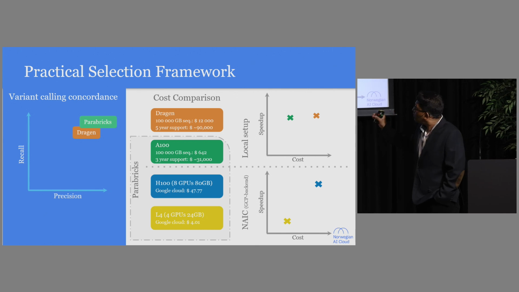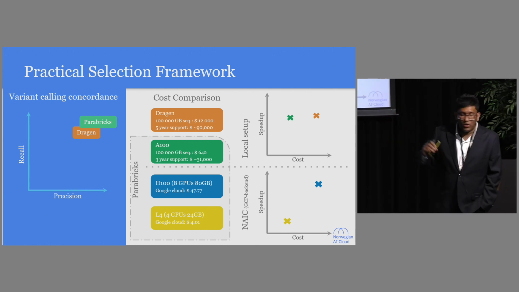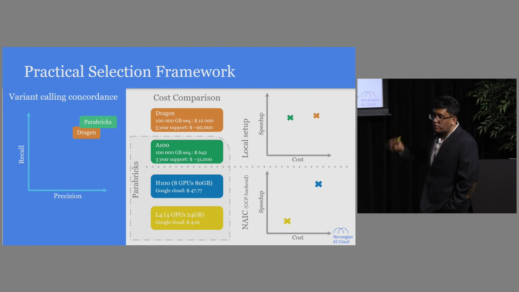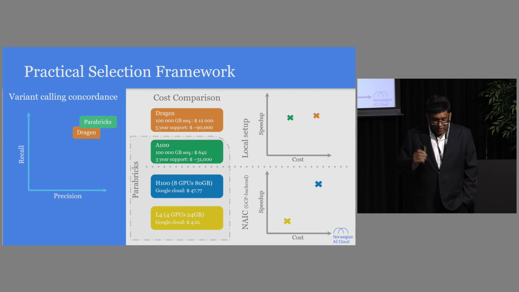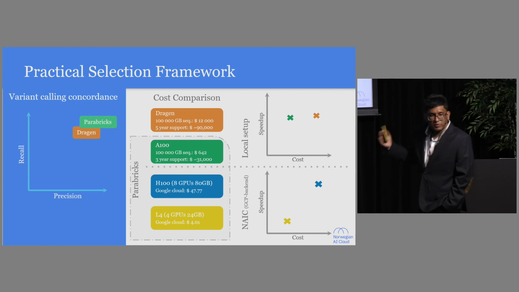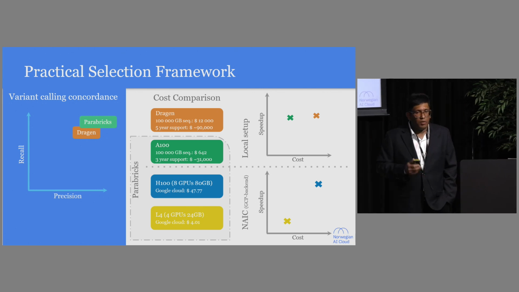The DRAGEN cost was quite high, much higher than the Parabricks on A100 on the local infrastructure, but the performance was similar. And in the Norwegian AI Cloud, the Google Cloud Platform, H100 was expensive, much more expensive than L4. Also, it offered much higher performance.